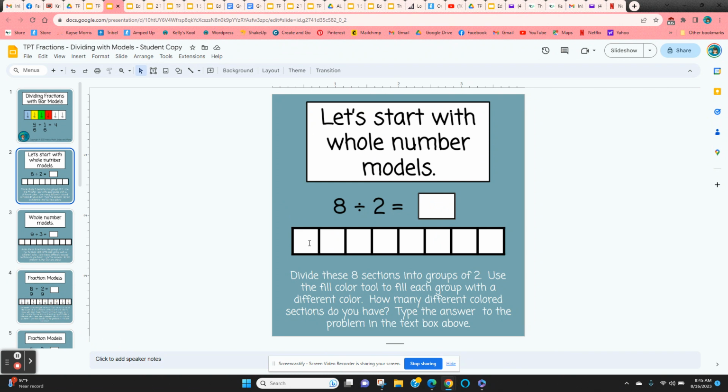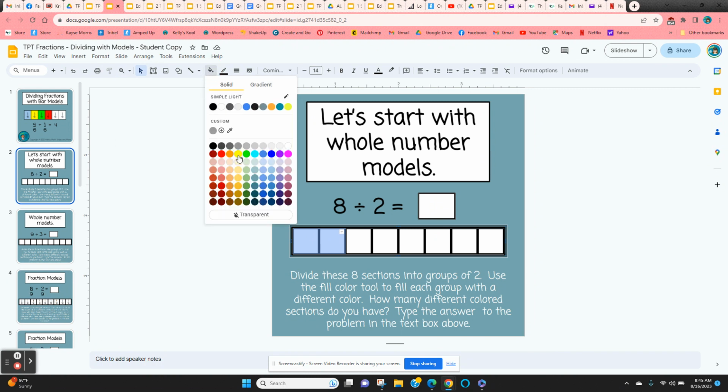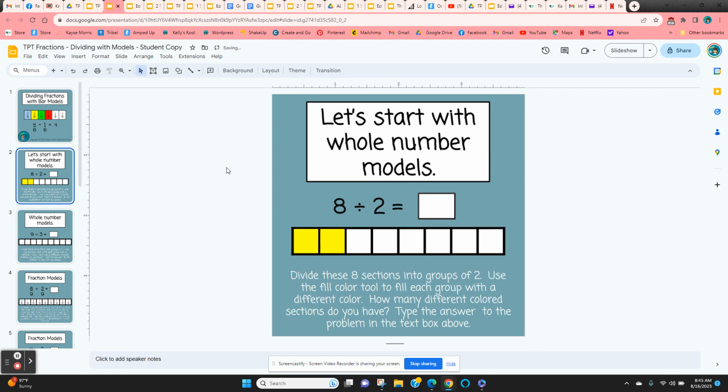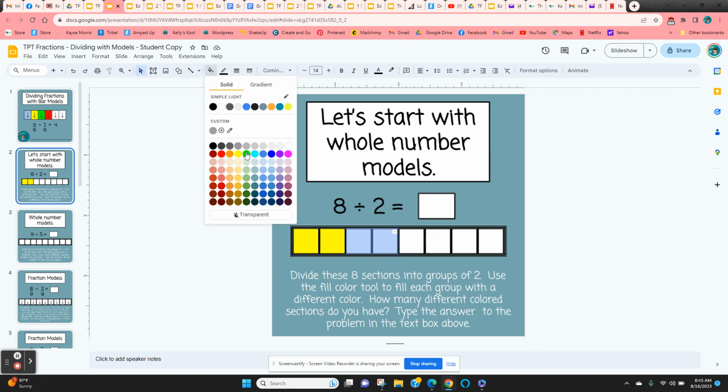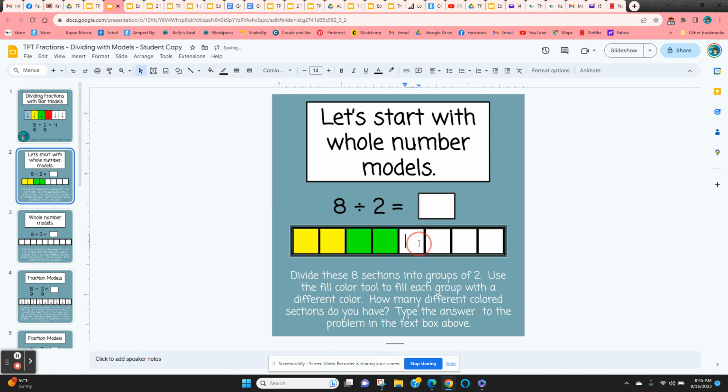So students are going to use the fill color feature of Google Slides. They're going to click and hold in one of the squares, and they're just going to scroll across until they've highlighted 2, because they're dividing by 2. So they can come up here to fill color. They can use any color they like, but we want every section to be a different color. So we're dividing this into sections of 2. Then I'm going to click and hold, scroll across 2 more, pick a different color, and do the same thing all the way across.